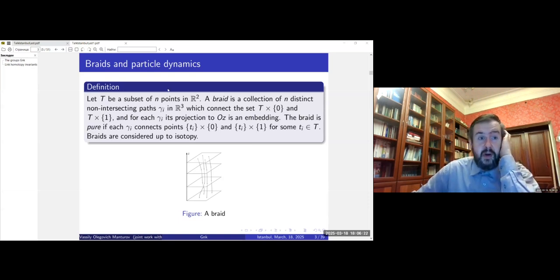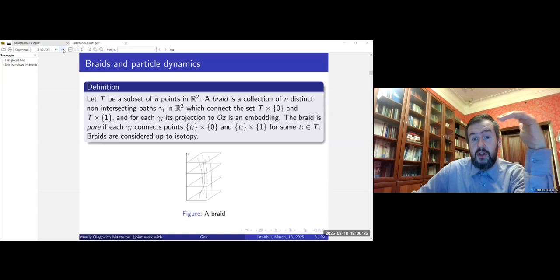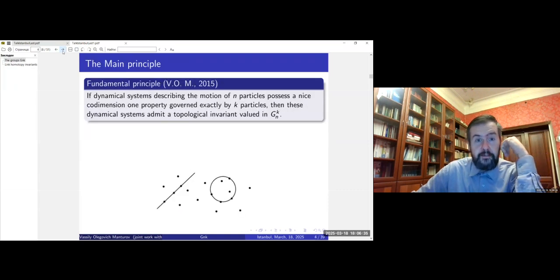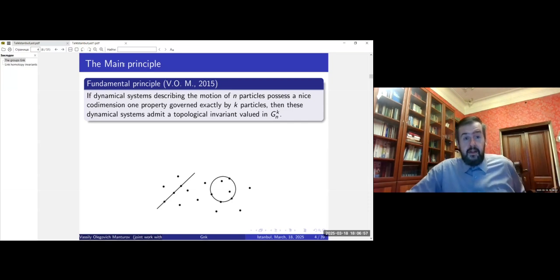And among braids, there are pure braids, those which connect points where each point goes to itself, so that the permutation is trivial. And now the fundamental principle. This is what the theory started with, and this is just a principle. And from now on, we will be deciphering this principle and proving theorems, formulating conjectures, and doing many other things.